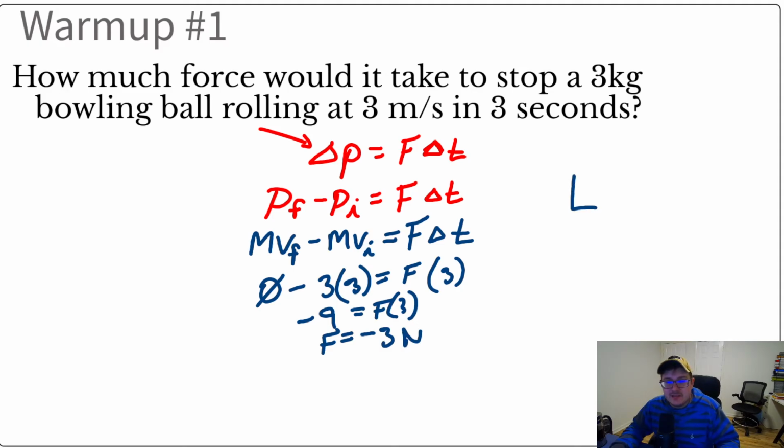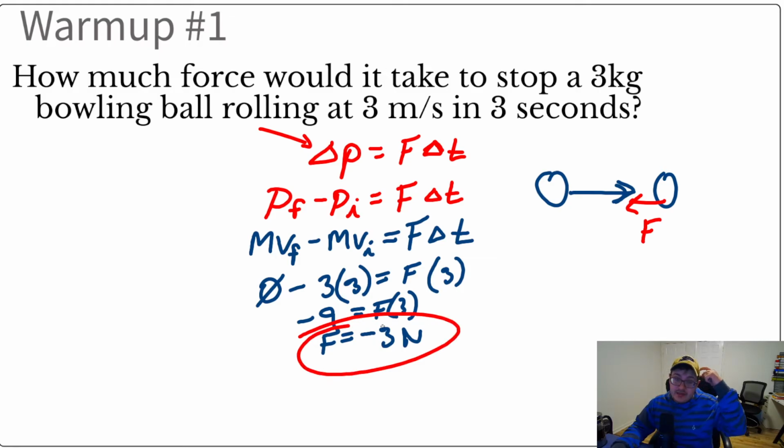And does that make sense? Well, I had an object, a bowling ball. So let's draw a bowling ball. So I got a bowling ball that was rolling to the right and then came to a stop. In order to make it come to a stop, what direction would you have to push that force? That force would have to be going to the left. So it makes sense that our net force that we'd have to apply is going to be negative 3. Okay, let's try some more.